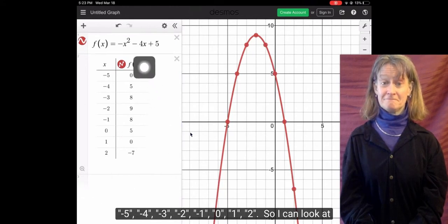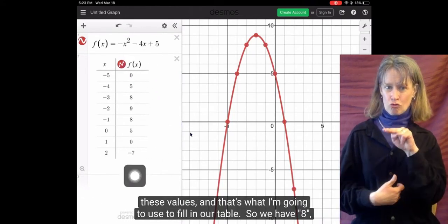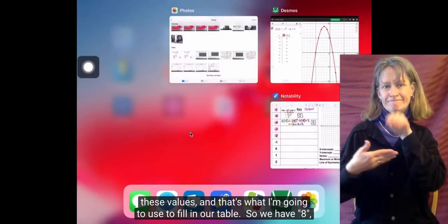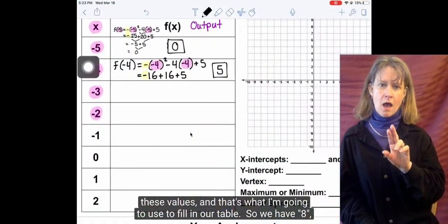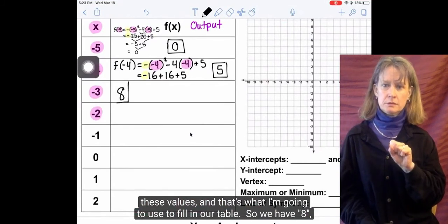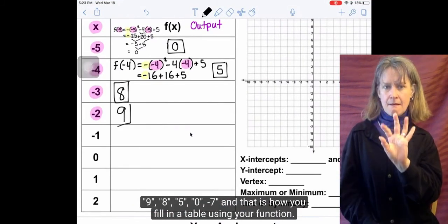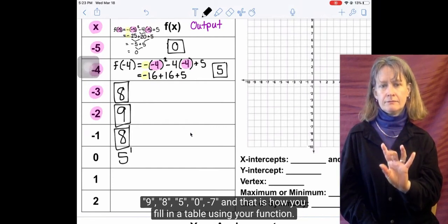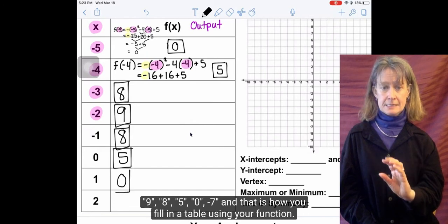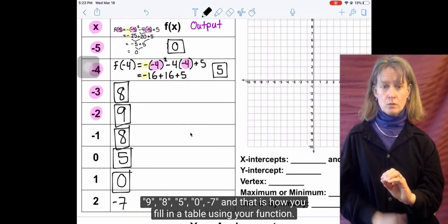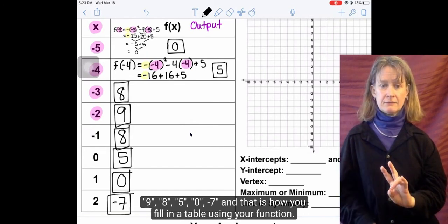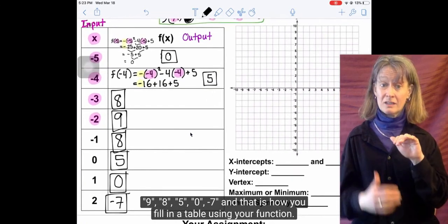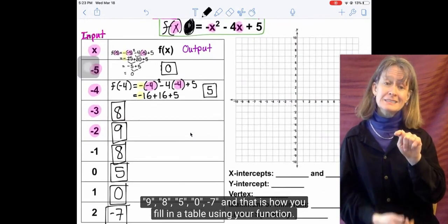So I can look at these values, and that's what I'm going to use to fill in our table. So we have 8, 9, 8, 5, 0, negative 7. And that is how you fill in a table using your function.